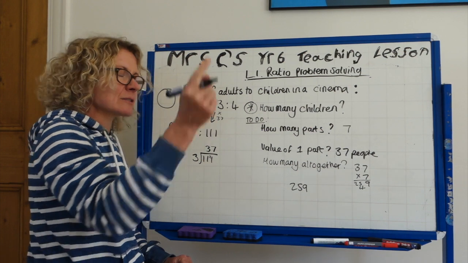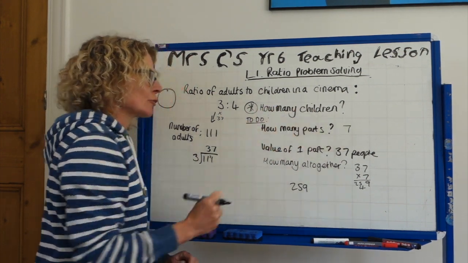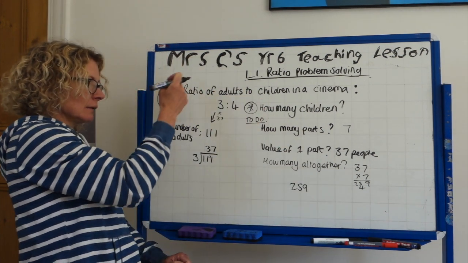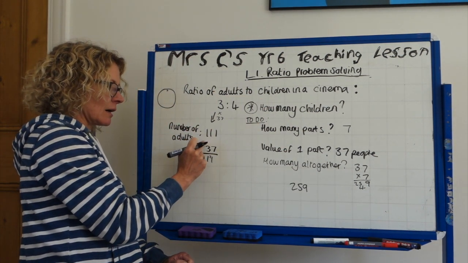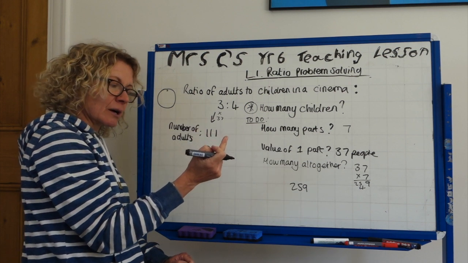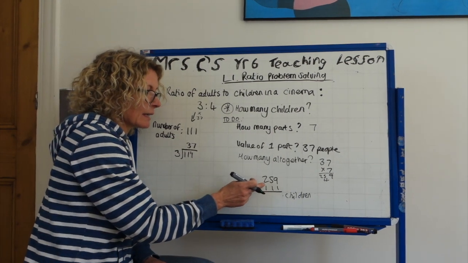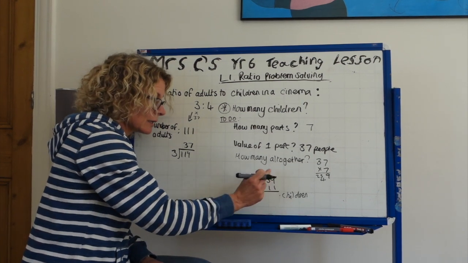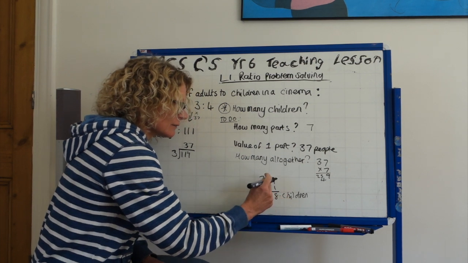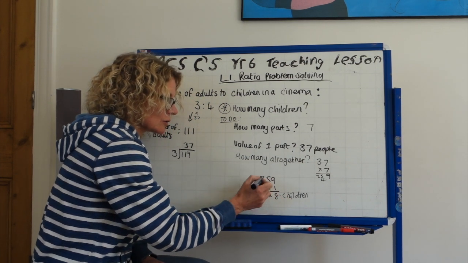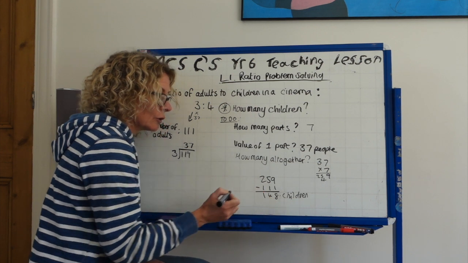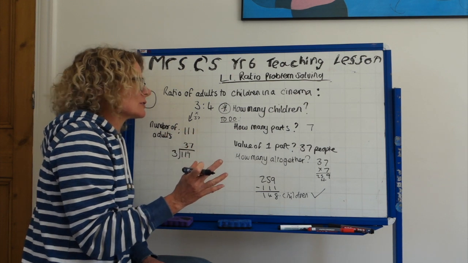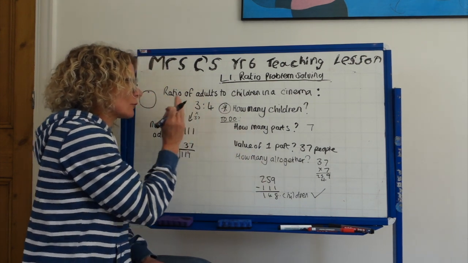Okay, what are you being asked? Let's go back to that now. How many children are there? Okay, so if this is how many people there are altogether, and this is how many adults there are, how are we going to work out how many children there are? So now we need to take away the number of adults from the total number of people in the cinema to work out the number of children. 9 take away 1 is 8, 5 take away 1 is 4, and 2 take away 1 is 1. 148 children. Brilliant.